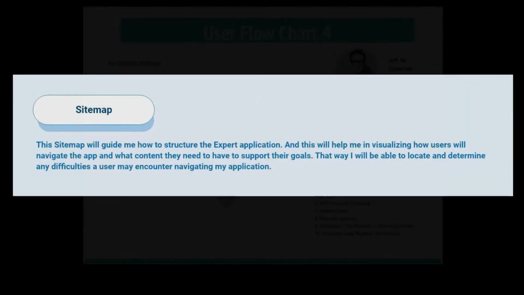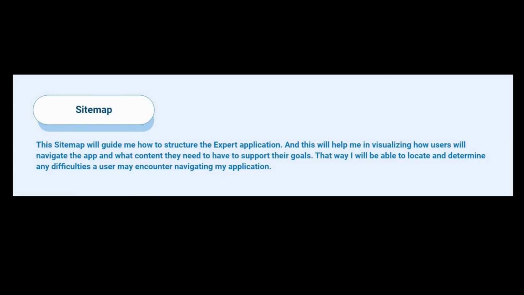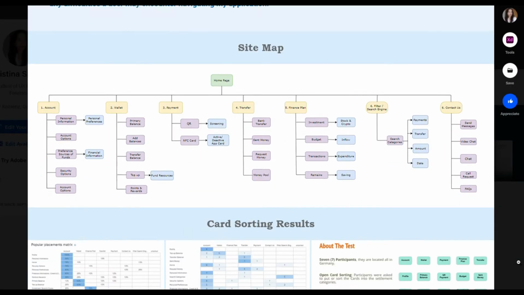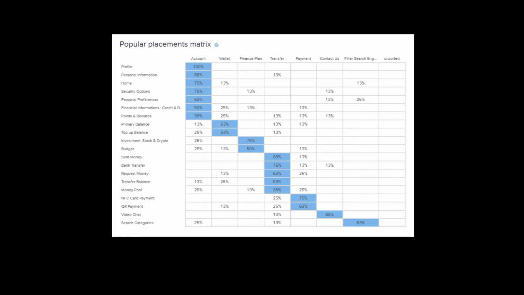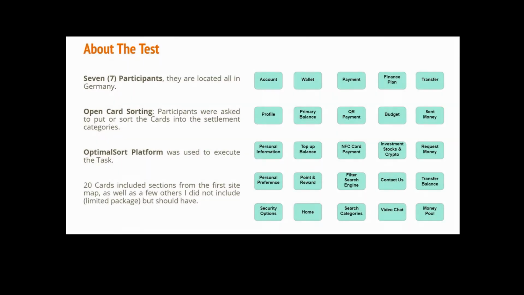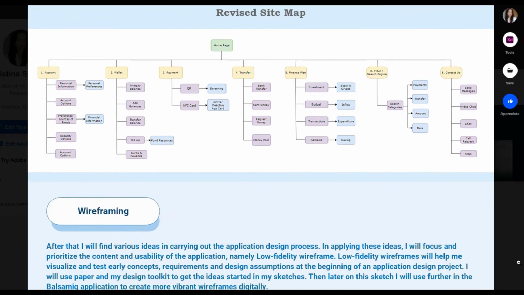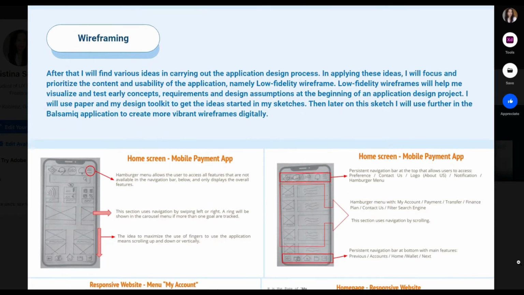Sitemap. In this case, I created a sitemap in terms of data content organization by applying the information architecture design. Then, to validate the findings, I did a card sorting test and made revisions to the sitemap. The card sorting results point to the problem of organizing the data.